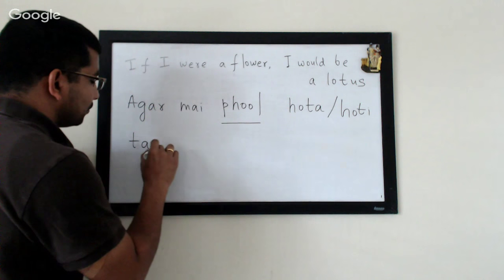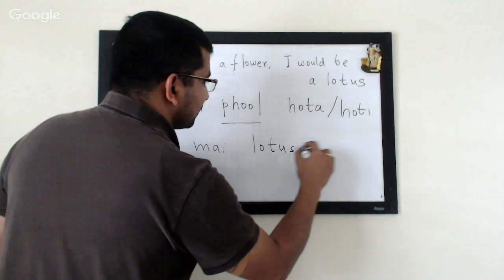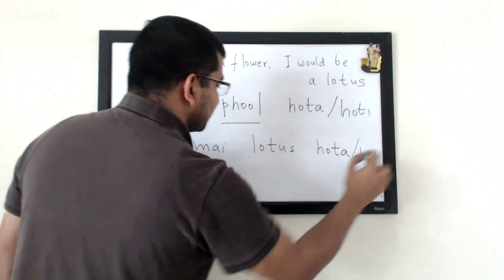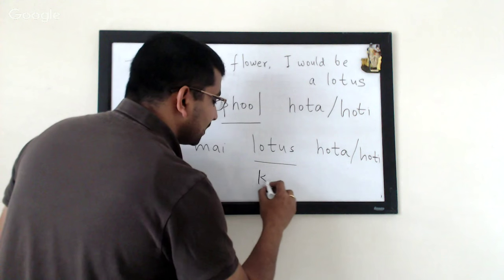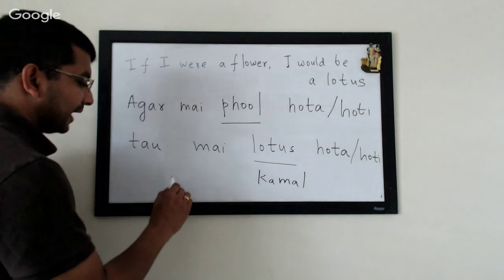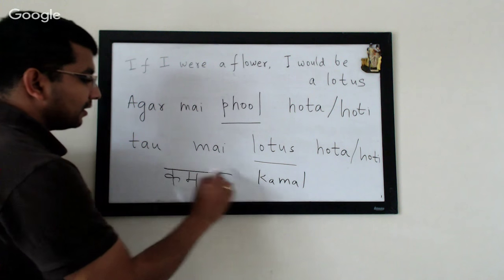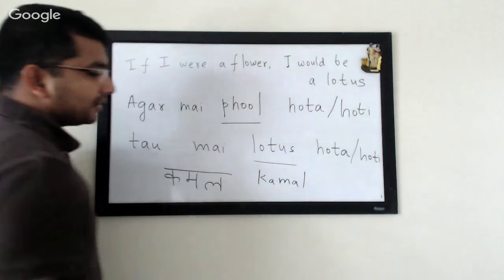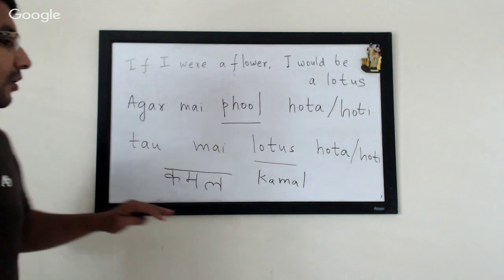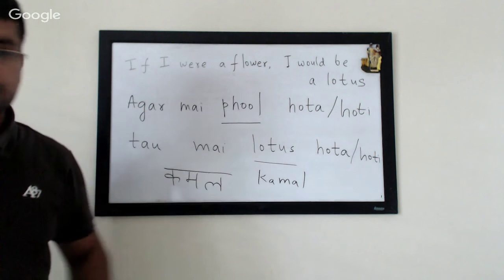तो मैं लोटस, कैसे होता for a guy or होती for a girl. Lotus is कमल, कमल. Okay, the way you write it is क म कमल. कमल is also a very common Indian name actually. तो अगर मैं फूल होता तो मैं लोटस होता और कमल होता. अगर मैं फूल होती तो मैं लोटस होती.